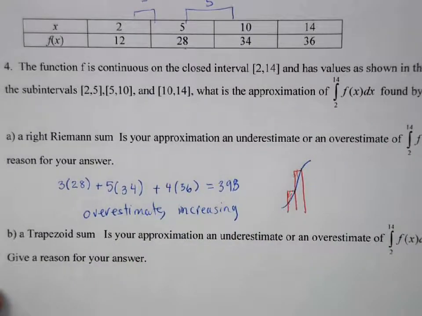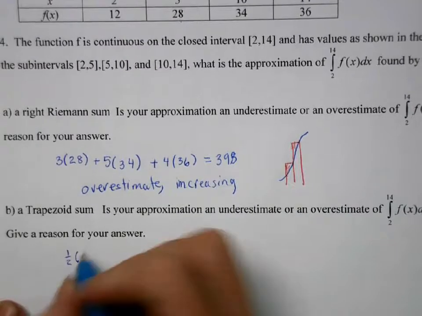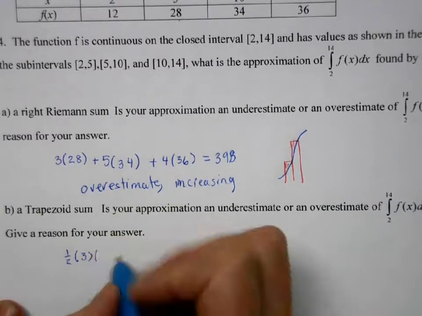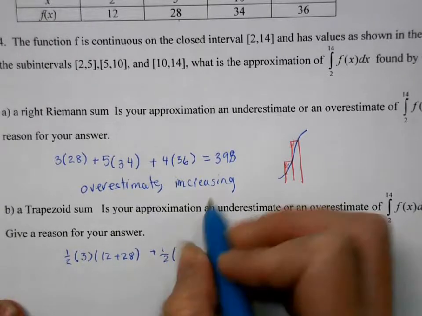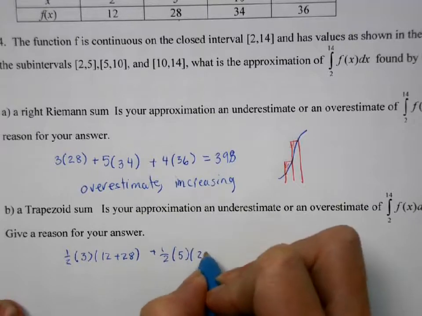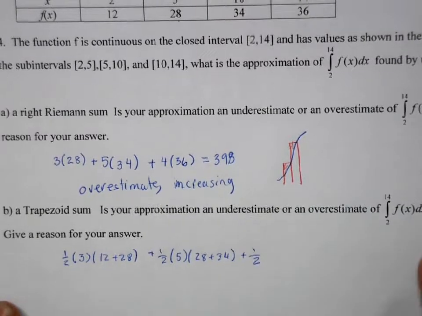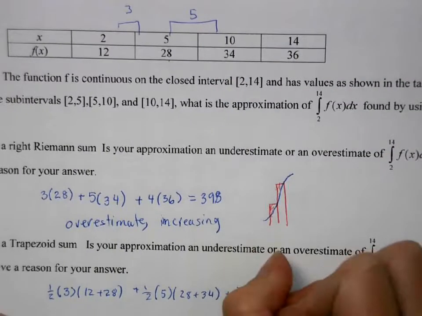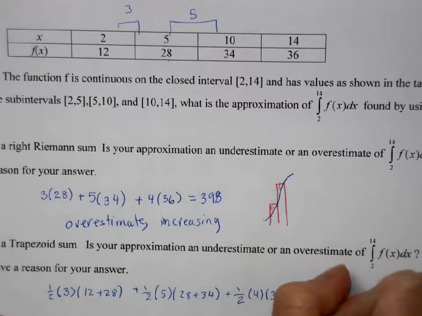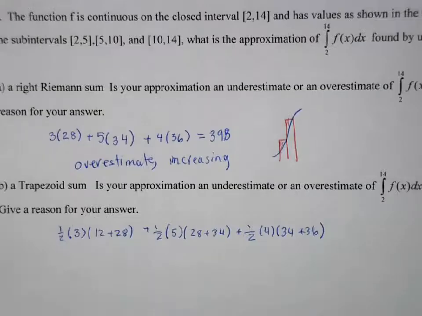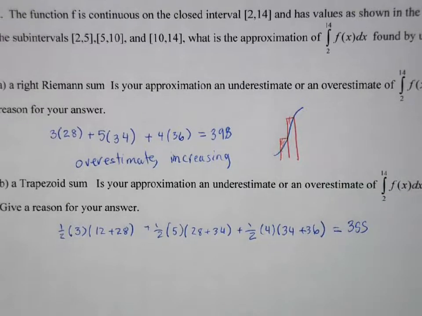Next, we're going to do a trapezoid rule. So that's going to be 1/2. The first width is still 3. And then we have the 2 heights, 12 and 28. Next one is 5 times 28 plus 34. And lastly, 1/2. Our width is 4. And our 2 heights are 34 and 36. This gives us 355.